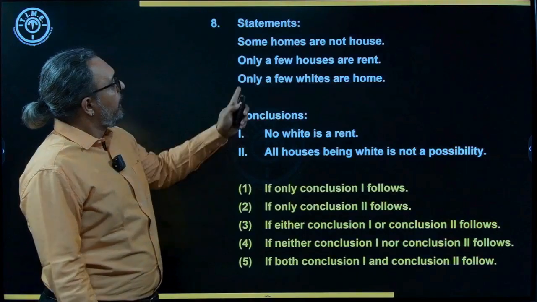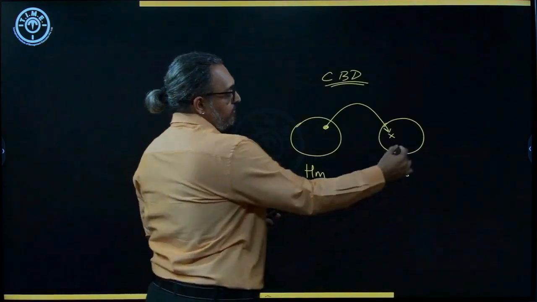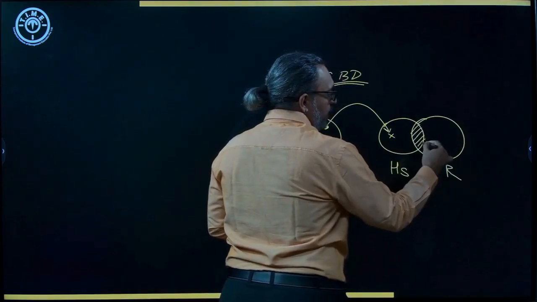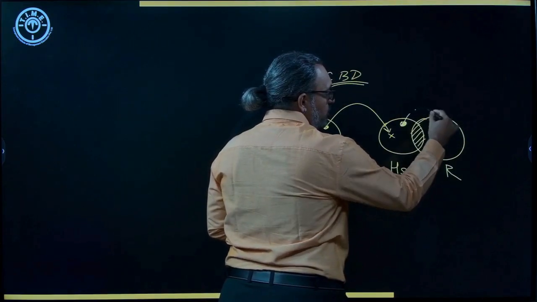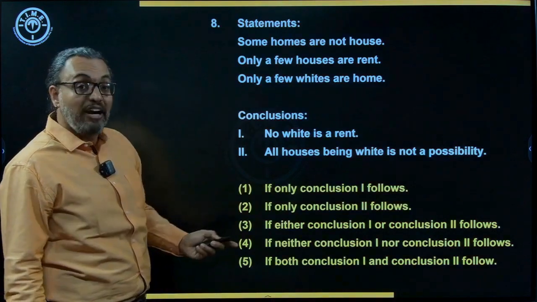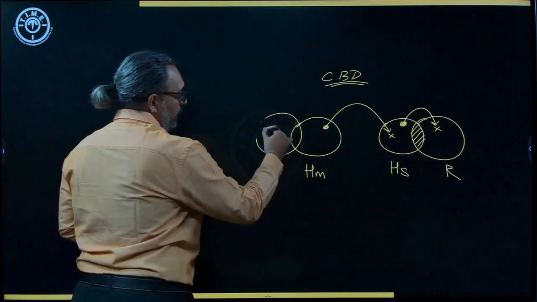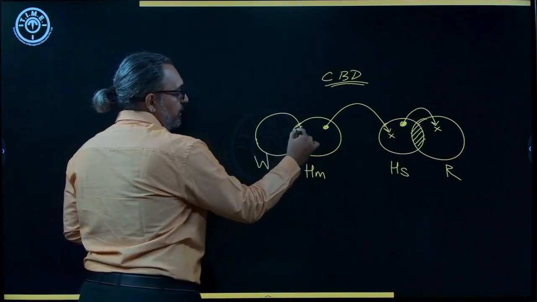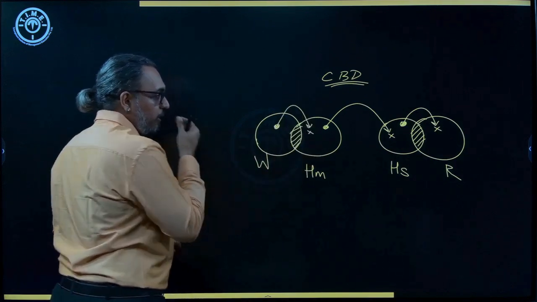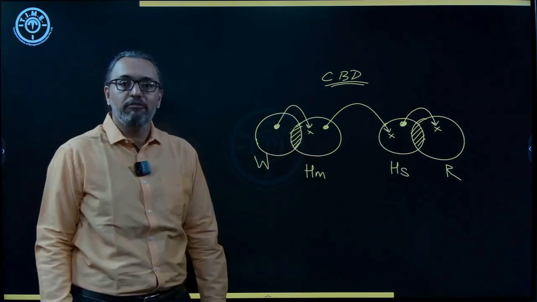Correct? Then only a few houses are rent, like this. So there should be some houses that should never go inside the rent circle. And only a few whites are home, like this. So there should be some whites that should never enter inside home. So this is the combined diagram we have.